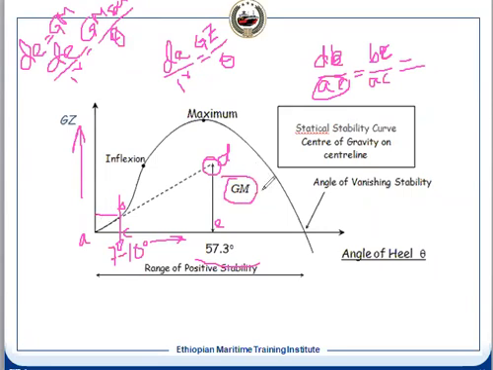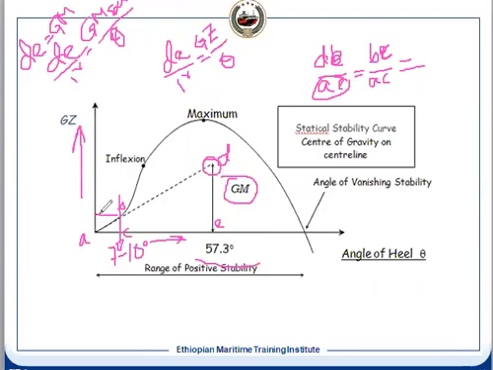If we convert this 1 radian into degrees, it will give us 57.3 degrees. That's why at 57.3 degrees we draw a vertical line and it will give us the GM value. Is it clear, everybody? Have you understood what I did? Because we wanted to know the GM at a small angle of heel. So from here to here is the small angle of heel.